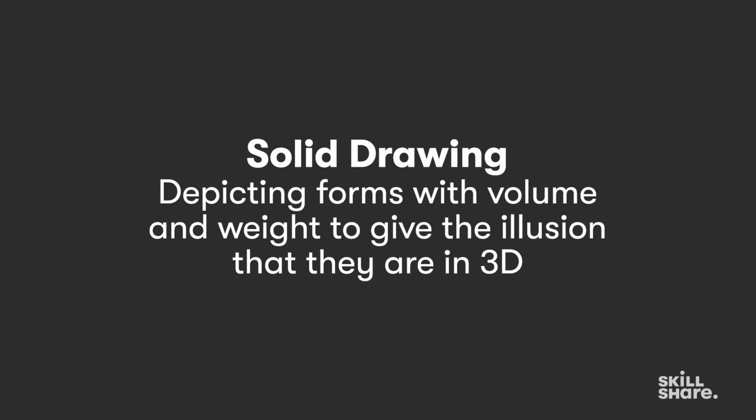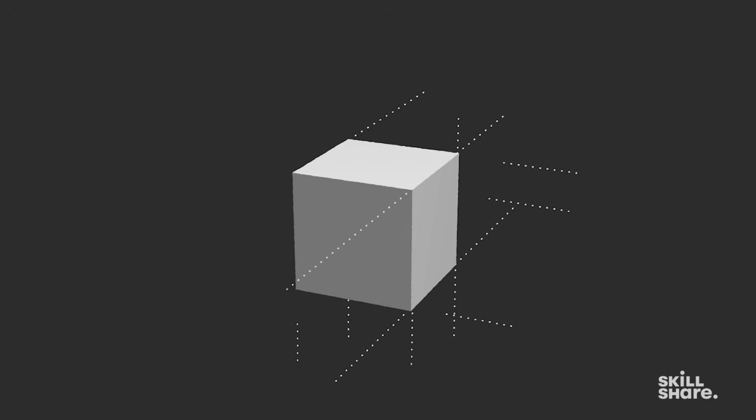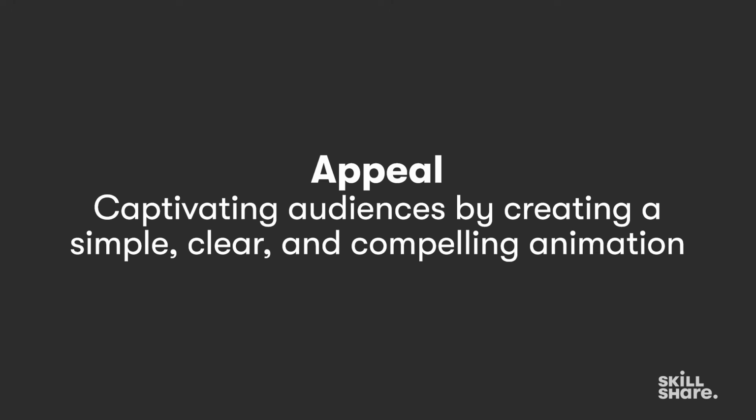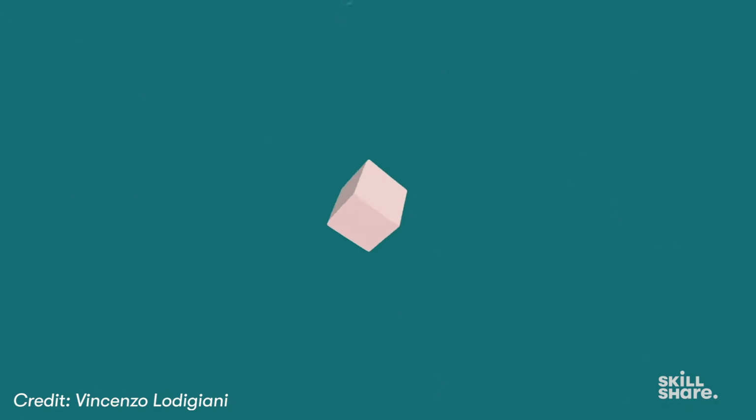The 11th principle is solid drawing. Solid drawing is all about making sure that animated forms feel like they are in a three-dimensional space, even though they are shown in two dimensions. The last principle is appeal. Animators should strive to create something interesting and compelling to audiences.